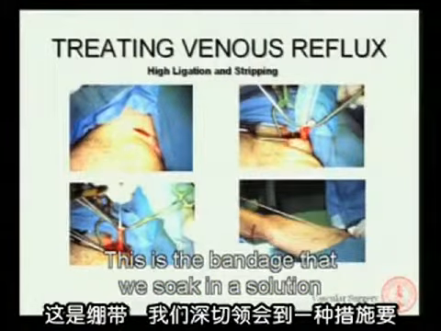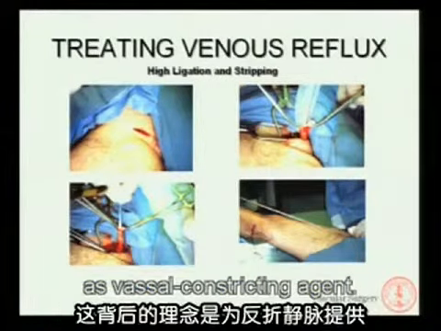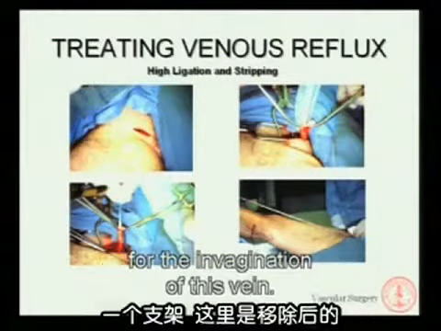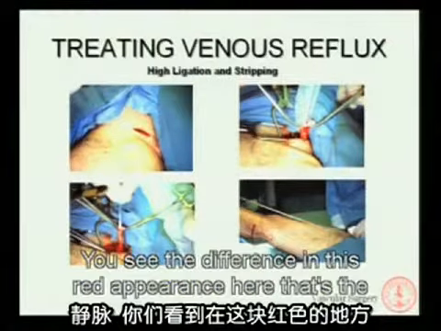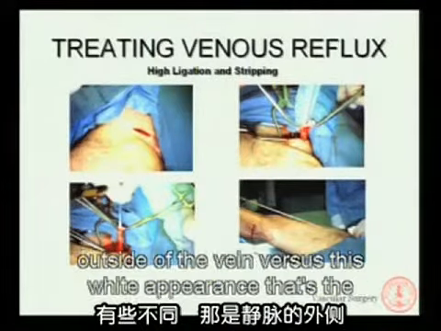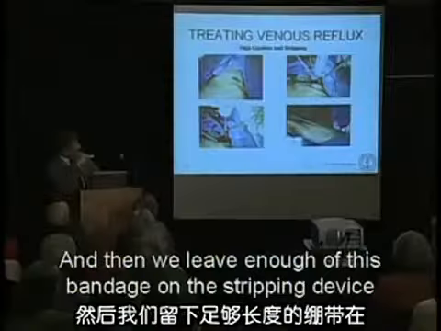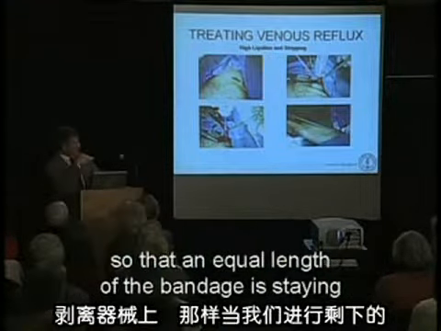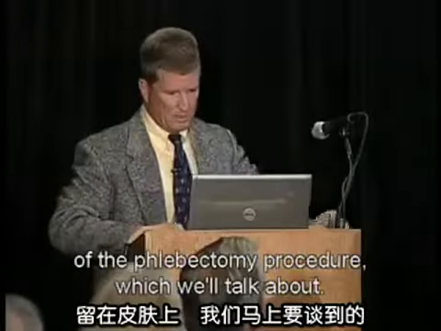This is the bandage that we soak in a solution that contains local anesthetic as well as a vasoconstricting agent. And the idea behind this is this provides a scaffold for the invagination of this vein. And here's the vein after it's been removed. You see the difference in this red appearance here, that's the outside of the vein, versus this white appearance, that's the inside of the vein. And then we leave enough of this bandage on the stripping device so that an equal length of the bandage is staying in the skin while we perform the rest of the phlebectomy procedure, which we'll talk about now.